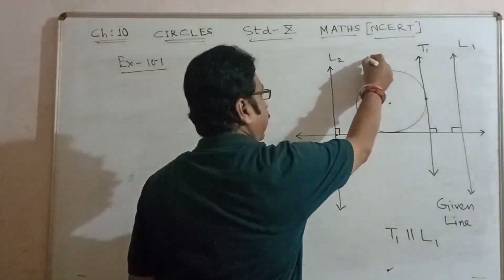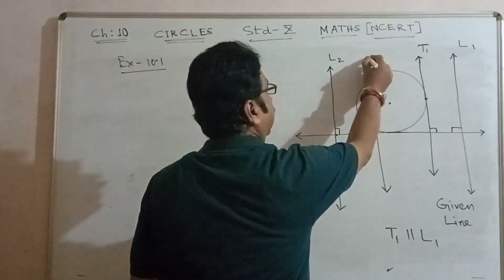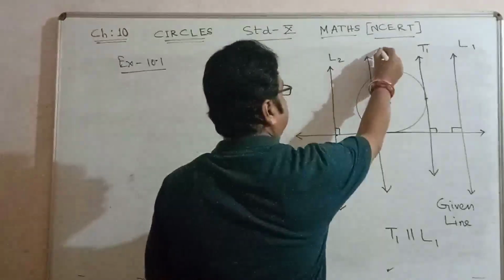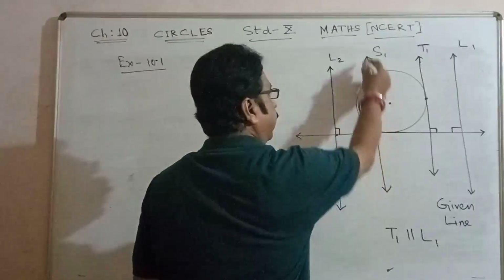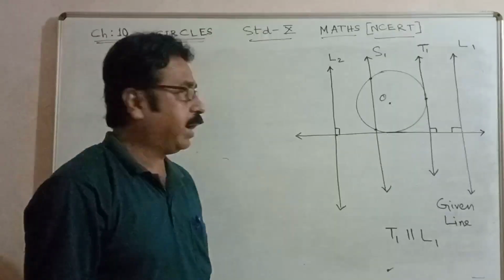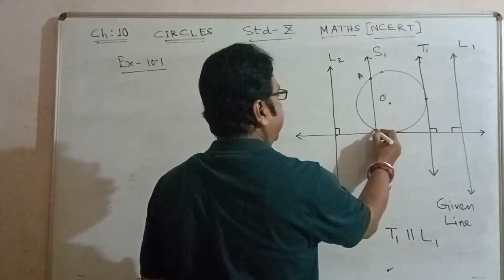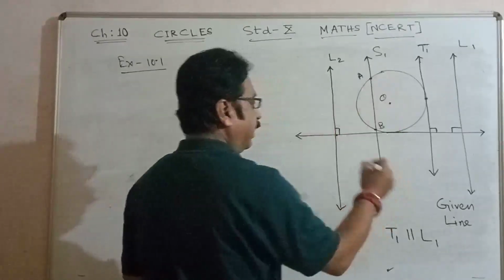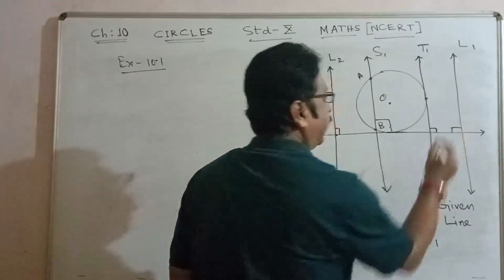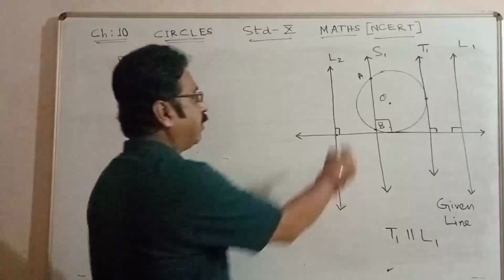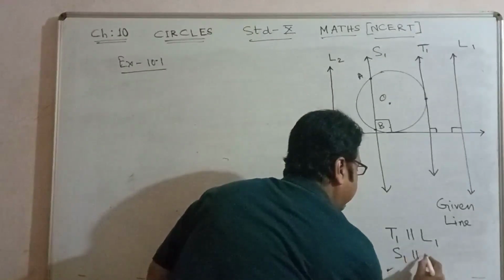Another one is a secant, suppose S1. Secant means it will intersect the circle at 2 points. Suppose it is intersecting the circle at point A and point B, then it is a secant. And if we draw 90 degree, then this 90 and this 90, total is 180 degree. So S1 will be parallel to L1. S1 is parallel to L1.